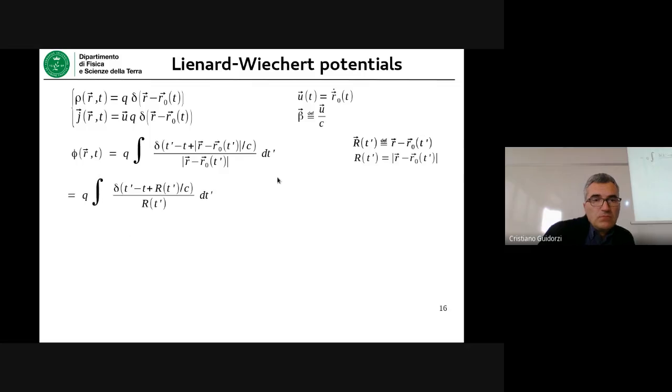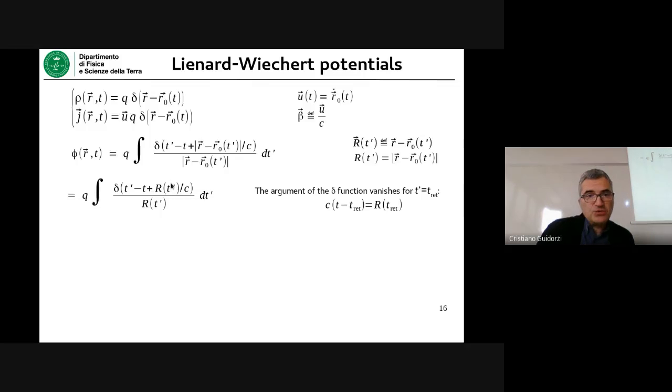Now, having defined capital R, you can more easily rewrite the integrand function like that. Capital R appears both in the argument of the delta, the numerator, as well as in the denominator. So now you have an integral with a delta. To work it out, you have to figure out for which values the argument of delta vanishes. The argument of this delta is not trivial, because t prime shows up in two different places. In particular, here you don't know exactly how capital R depends on t prime, so you cannot find the value directly.